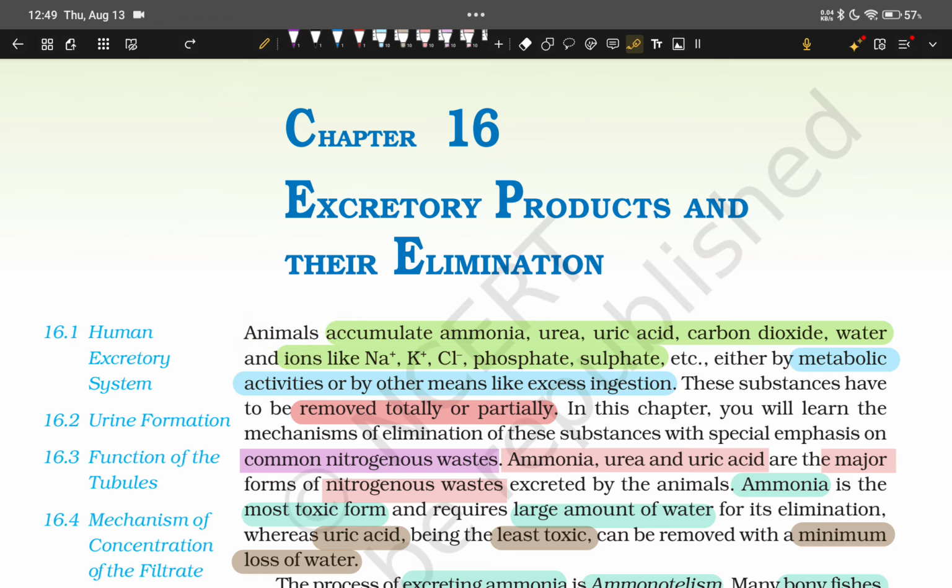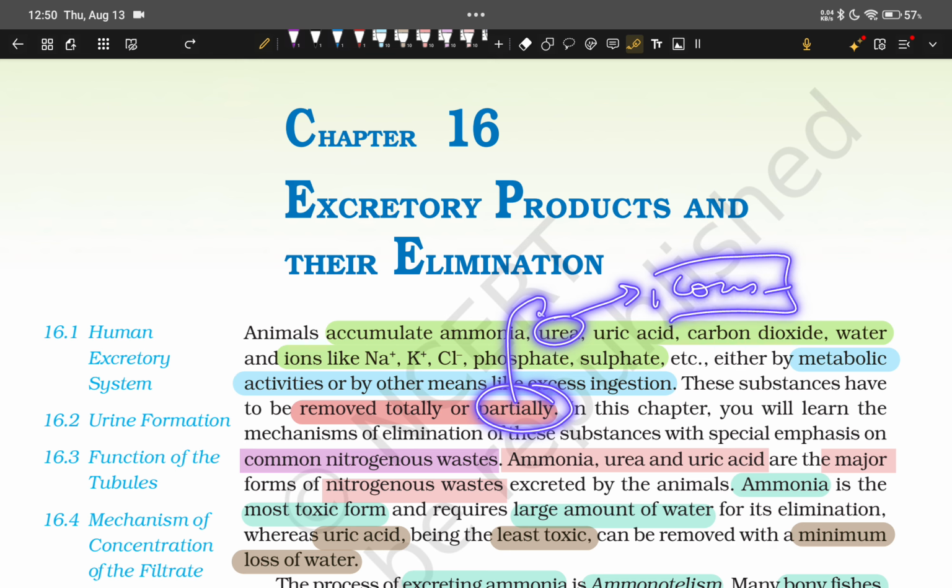We all know that all the animals accumulate different toxic waste in their body, either by metabolic activities or by any other means, like excess ingestion, for example. We all know these wastes are very harmful and toxic for our body, so they have to be removed either totally or partially. Why partially? Because certain wastes like urea, for example, in our case, are also important for conservation of water. So basically urea plays an important role in conservation of water.